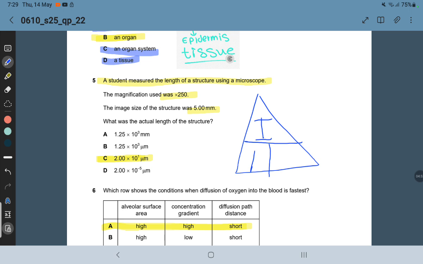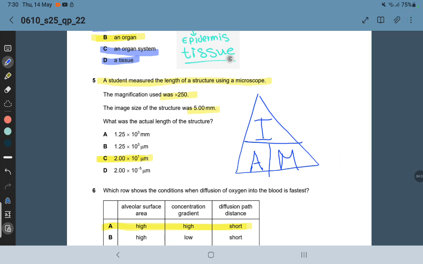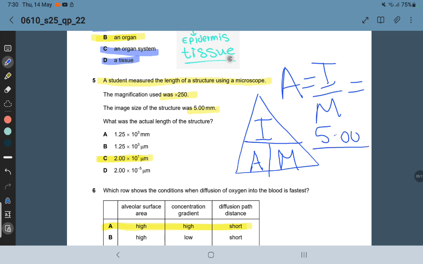I here, A here, am here, and in fact he wants the actual length. So let us just calculate it. He's saying here A is equal to I divided by M. He's saying here that the image size was 5.0 divided by 250, but that 5 is in millimeters.